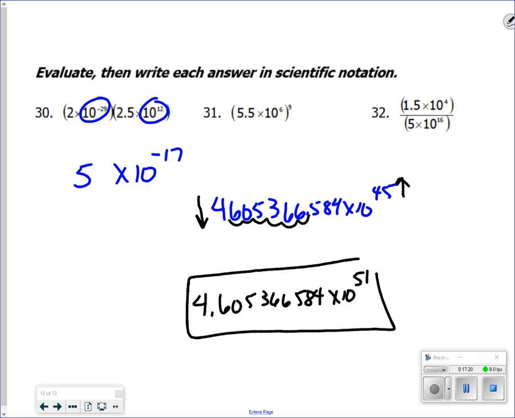Now, we're not going to do anything that big on the test. That's probably a pretty bad example to put here, but that's what you would have to do. Both the 5.5 to the 9th and the 10 to the 6th to the 9th.